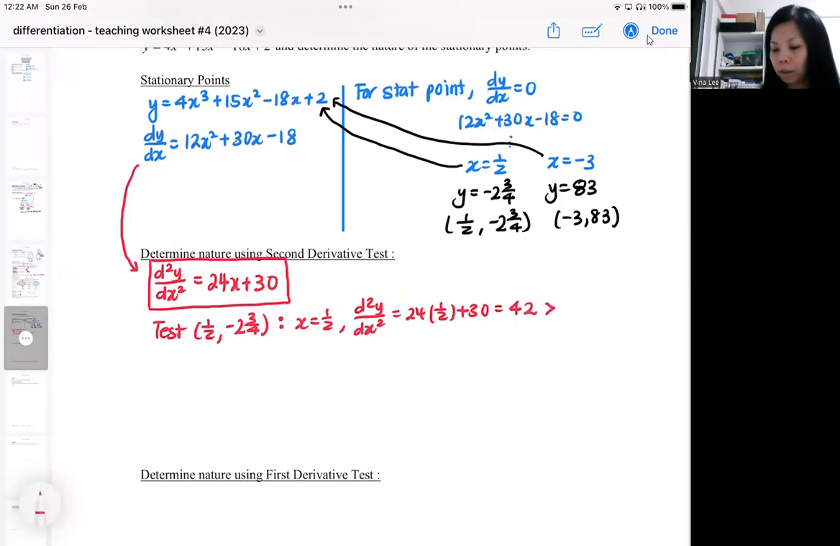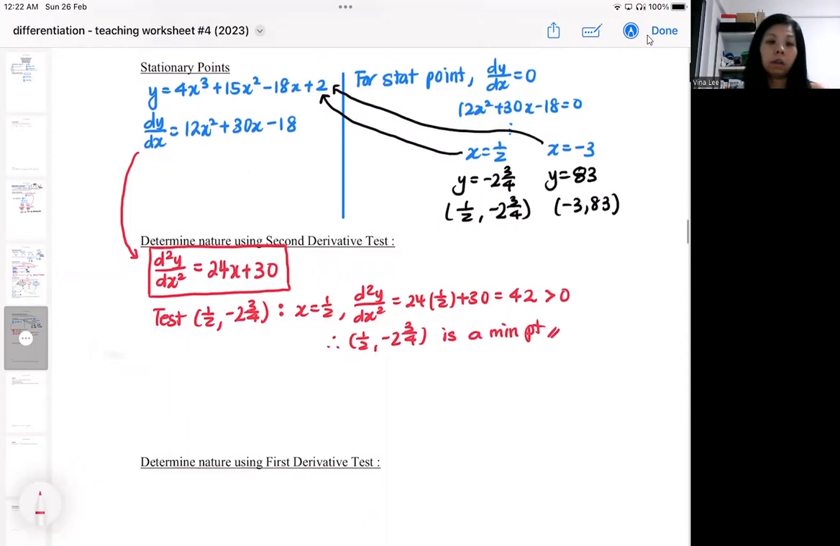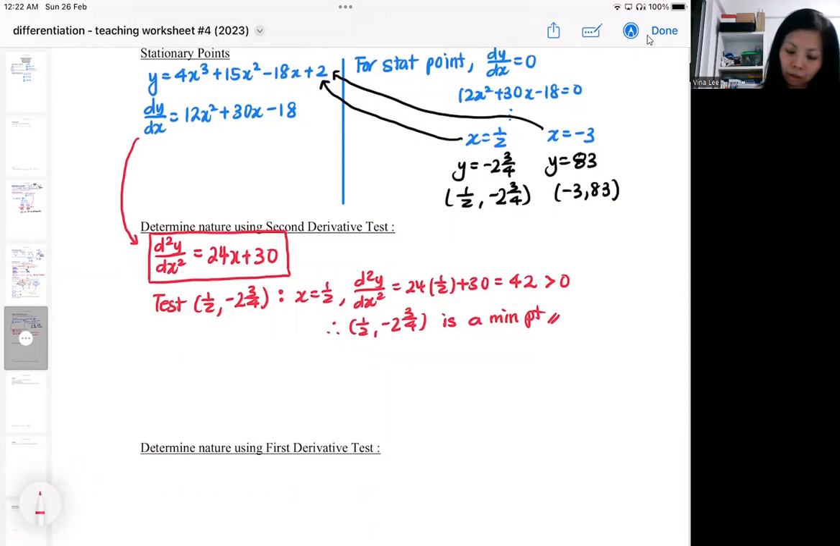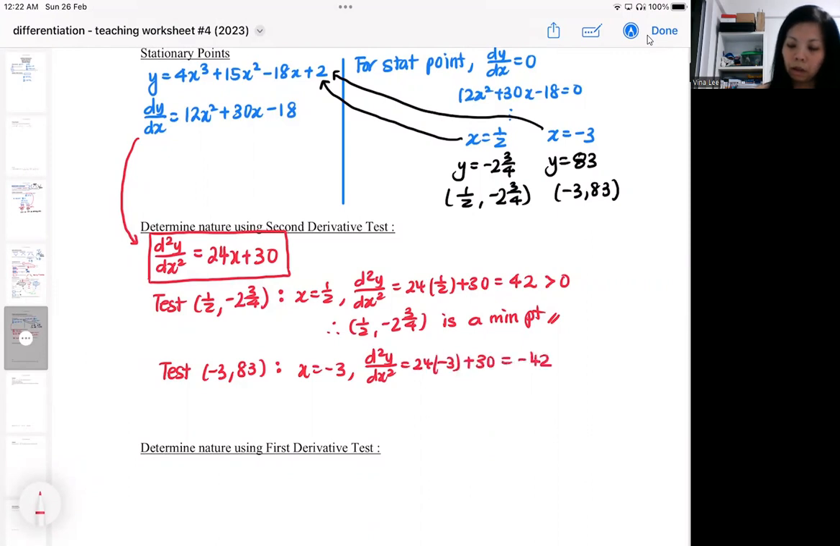And if it turns out positive, then the conclusion will be it is a minimum point. You need to remember the conclusion. So it's quite easy, just sub the x inside. I've got another point to test. If I would like to test the other point, I'm going to sub the -3 into the second derivative, and then I punch the calculator. In this case, I got a negative value. That means the conclusion will be this is a maximum point.